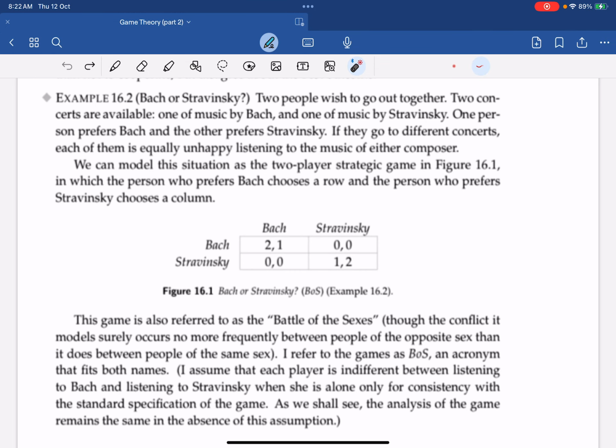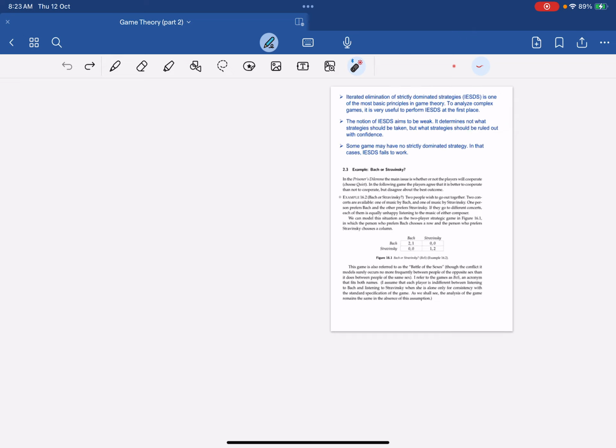And if you see this now, there is no dominant strategy in any case. If player 2 chooses Bach, then you choose Bach. If player 2 chooses Stravinsky, then you choose Stravinsky. And vice versa. If player 1 chooses Bach, then you choose Bach. If player 1 chooses Stravinsky, then player 2 again compares 0 and 2, and chooses Stravinsky again. So there's no strictly dominant strategy here.